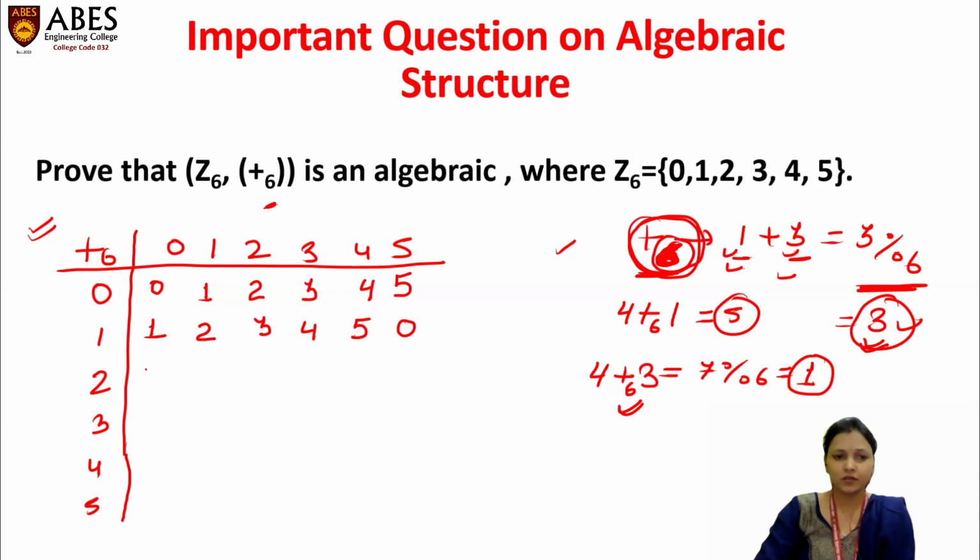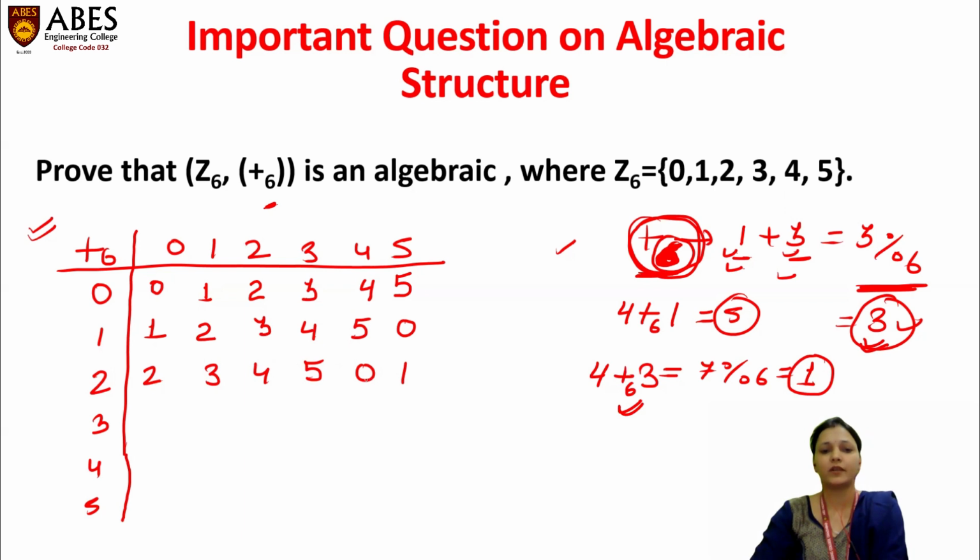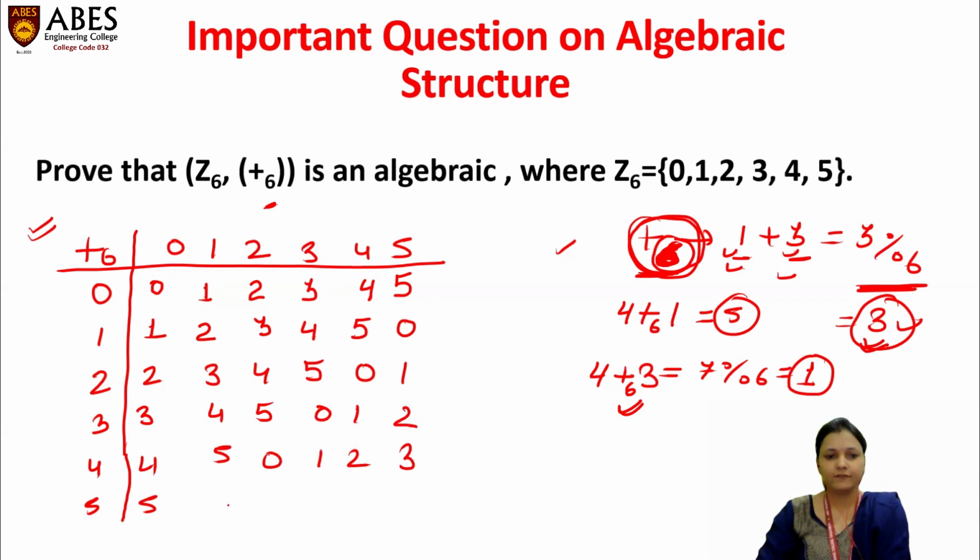2 plus 0 is 2, 3, 4, 5, 0, 1. 4 plus 2 is 6 and 6 divided by 6 gives remainder 0. 5 plus 2 is 7, and when 7 is divided by 6, we get remainder 1. Now 3, 4, 5, 0, 1, 2. Then 4, 5, 0, 1, 2, 3. Then 5, 0, 1, 2, 3, 4. So this is the closure table.